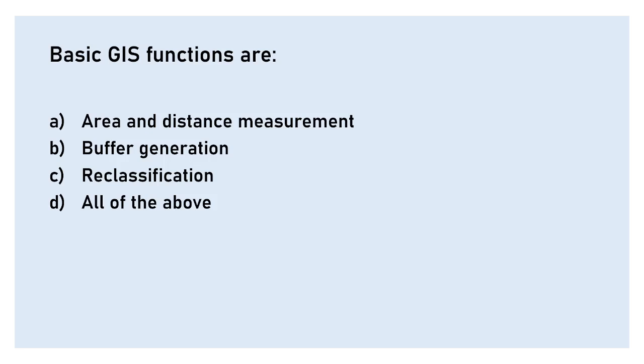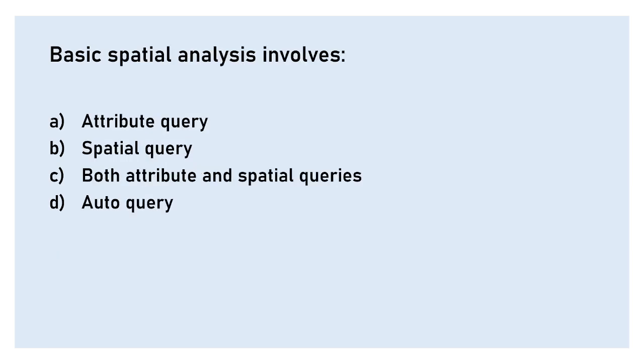Basic GIS functions are area and distance measurement, buffer generation, reclassification, all of the above. Yes, the answer is D, all of the above. Basic spatial analysis involves what? You're right, we have both attribute queries and spatial queries, non-spatial and spatial queries. Yes, you guys are right.